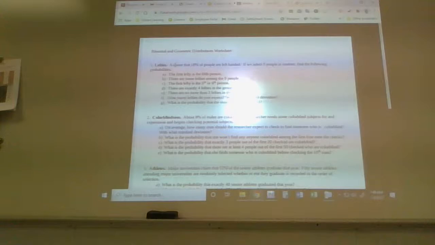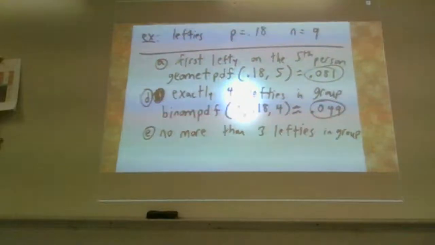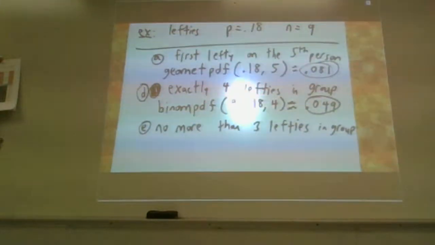Part E. There are no more than 3 lefties in the group. That's part E. Okay. Now I ask you, no more than 3. Is there a way that you could restate that instead of using the phrase no more than?